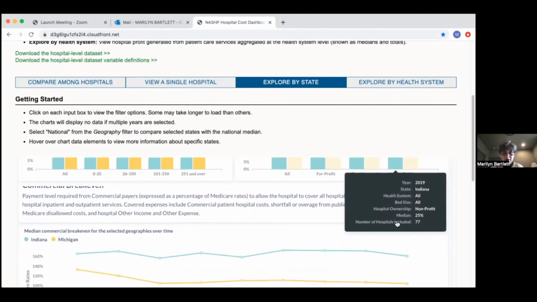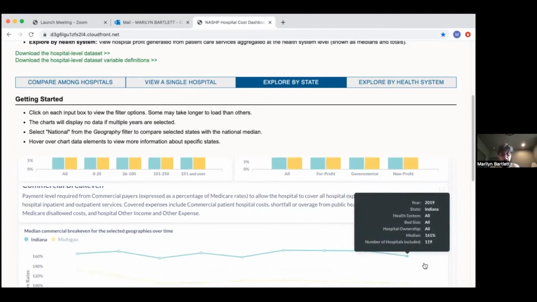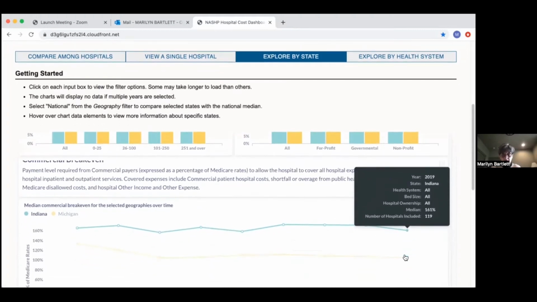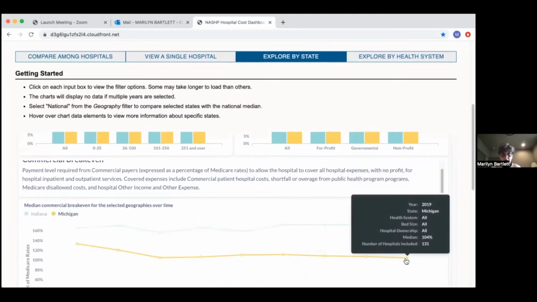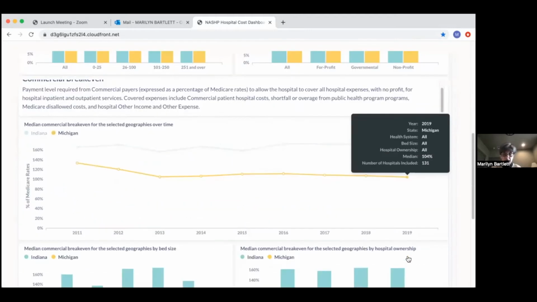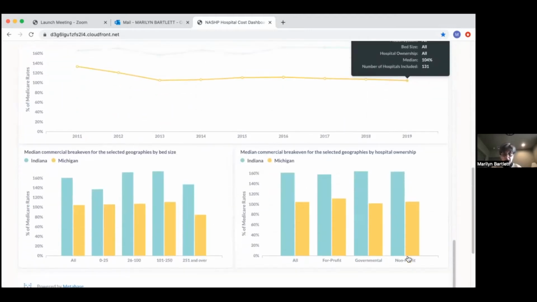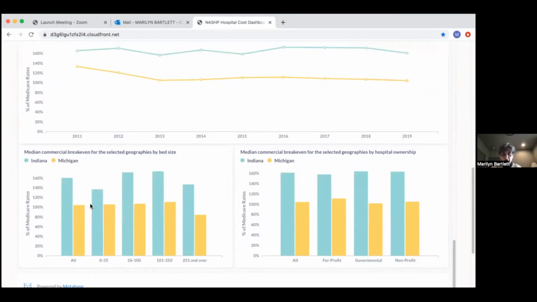Now, the commercial break-even is interesting. Indiana's break-even is higher, and you'd want to do a little bit more work, but overall, you can assume that probably their costs are a little bit higher, but you also want to look at their losses on government programs and a few other factors. The commercial break-even appears to be higher for Indiana for all hospitals and all ownership types.